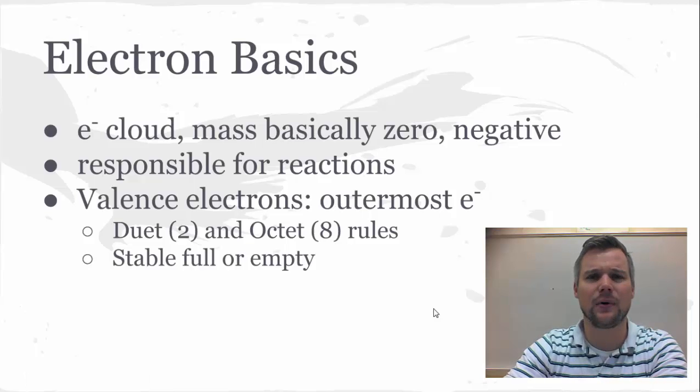Now, atoms like to have either full valence energy levels or completely empty ones. So if you happen to be hydrogen or helium, you're going to go for a duet, which is completely filled with 2. Or if you're all the other atoms, you're going to go for 8 electrons. That would be completely full. So completely full or completely empty are stable configurations for electrons.